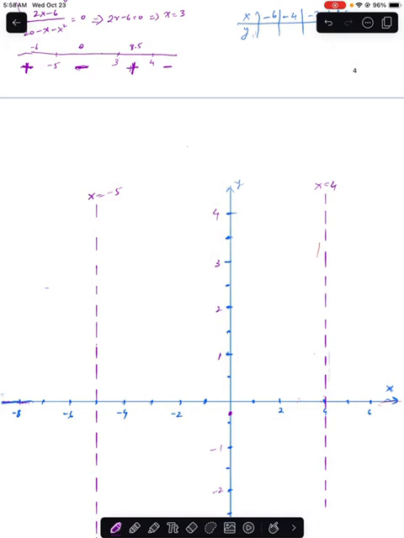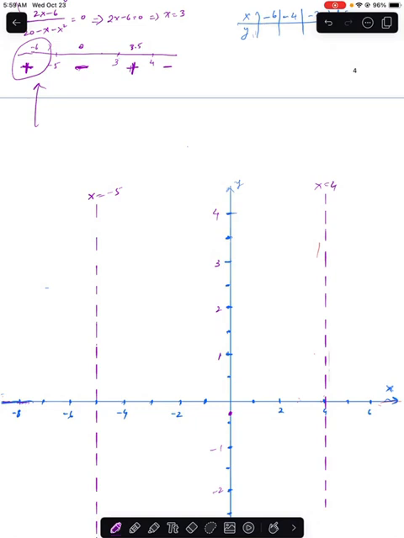Okay, so we can always start from the left side, but it is okay, we can start anywhere. So we can start from the right side or left side. So starting from the left, I found that the region to the left of -5 here is positive. So it means that it's going to be above the x-axis.